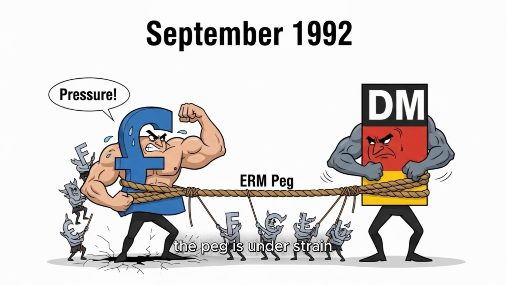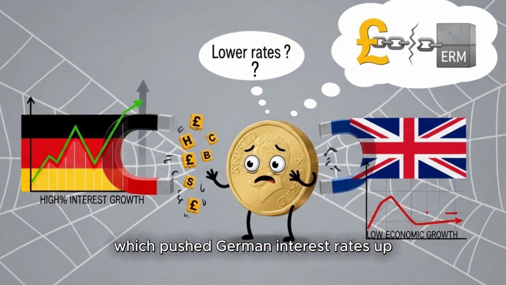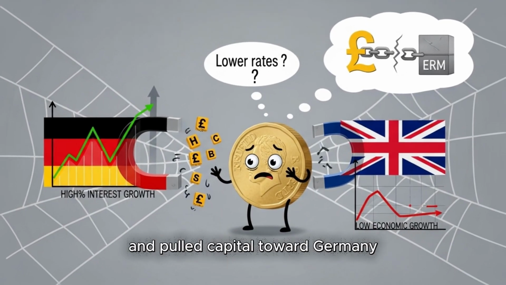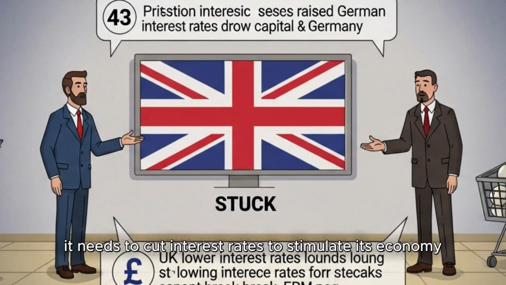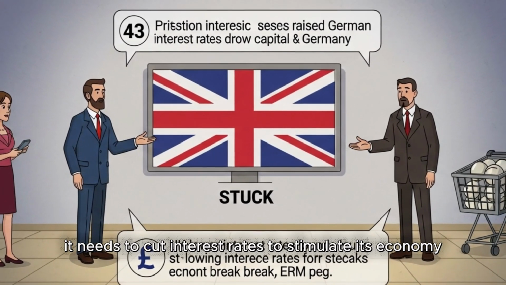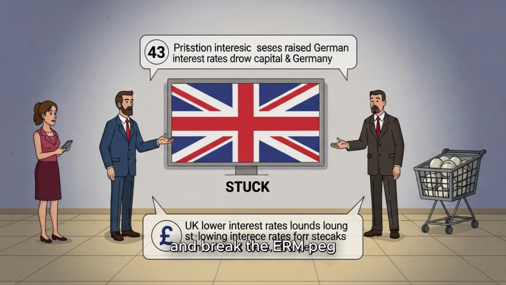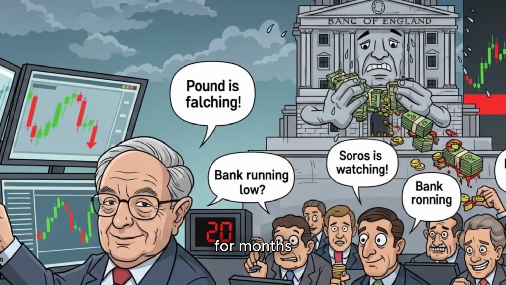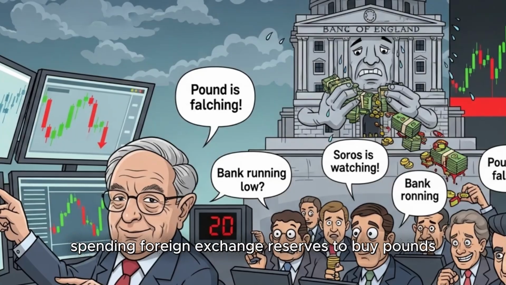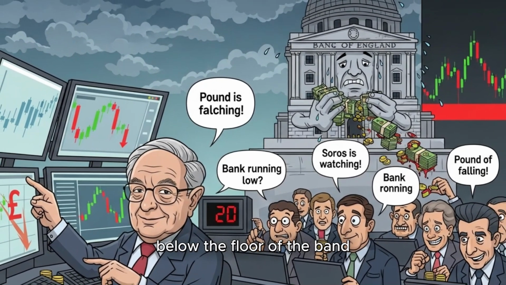The peg is under strain. The British economy has entered recession following German reunification, which pushed German interest rates up and pulled capital toward Germany. The UK is stuck. It needs to cut interest rates to stimulate its economy, but cutting rates would weaken the pound and break the ERM peg. The Bank of England has been defending the pound for months, spending foreign exchange reserves to buy pounds and keep the price from falling below the floor of the band.